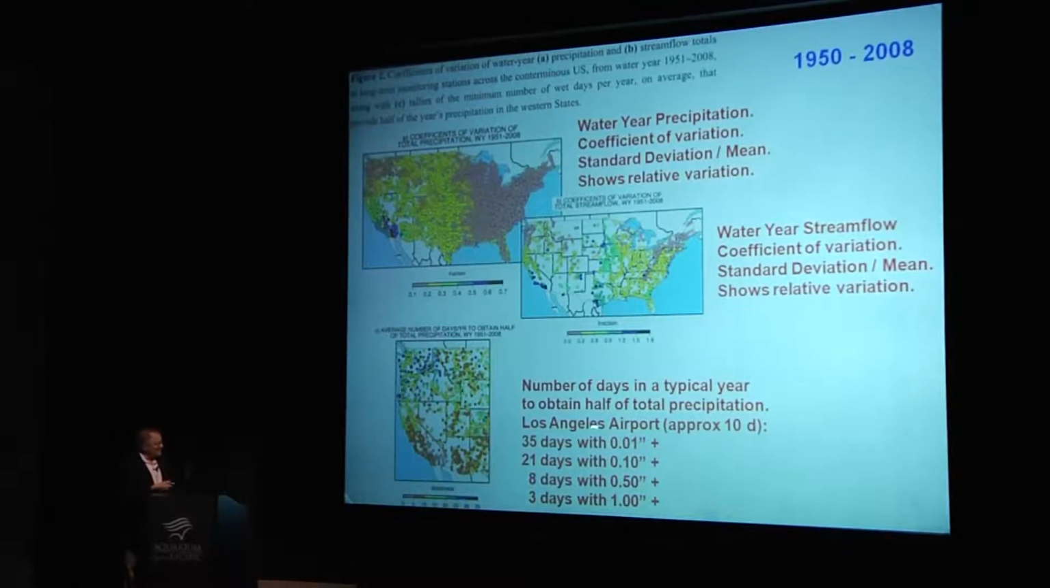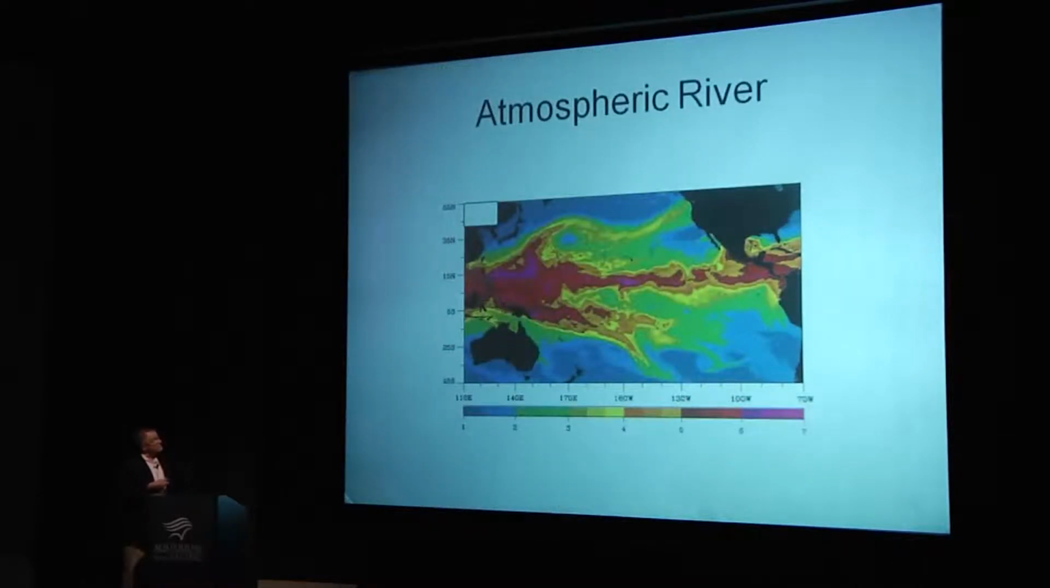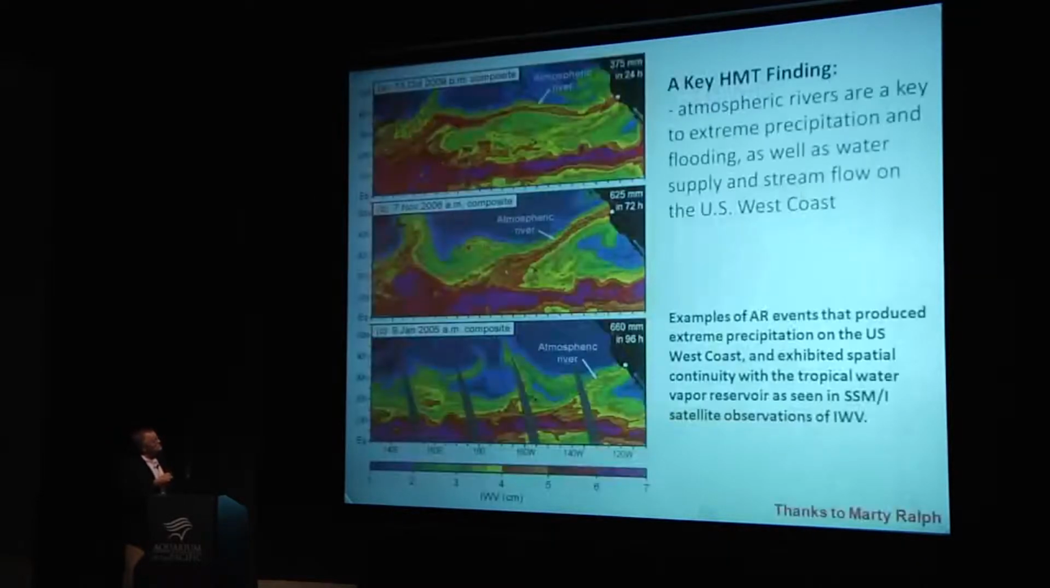Los Angeles gets half of its precipitation in about 10 days. They only get 35 days at the airport with 1/100 of an inch, and 8 days with a ½ inch, and 3 days with an inch. It gets about 12 or 13 inches. So about 10 days are responsible for about half the precipitation. It's whether you get those 10 days or not that usually makes a winter. So they've discovered these things called atmospheric rivers, and you can see an example of one here. They're plumes of moisture that can stretch across the Pacific. They're very narrow, and they have a huge amount of moisture in them.